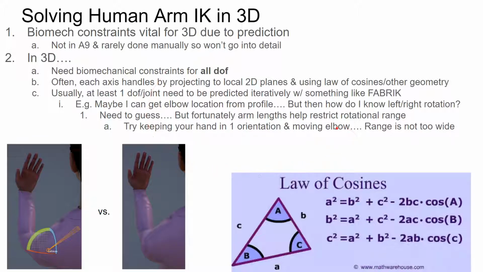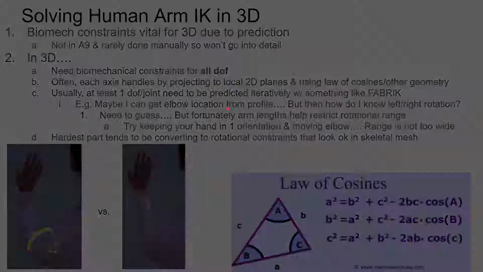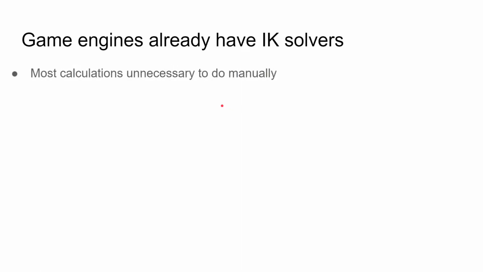And you can test this by just keeping your hand in one place and trying to move your elbow. You'll find that it's actually not as high of a range as would be problematic. A lot of the time the hardest part is just converting between different angles. If you remember switching from Euclidean to polar coordinates and how much of a pain that is, we are basically doing that, or at least something equally as annoying, in 3D IK. And fortunately, game engines already have IK solvers, so we really don't need to do much calculation manually.